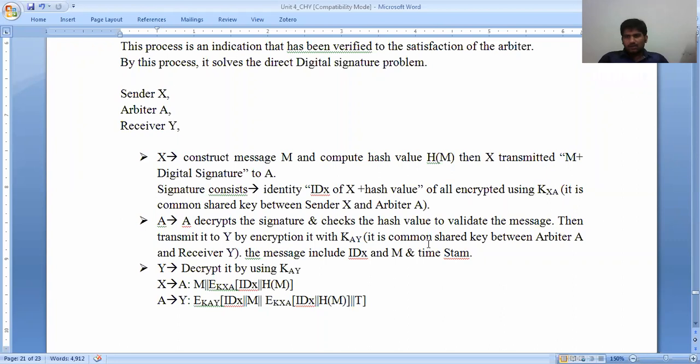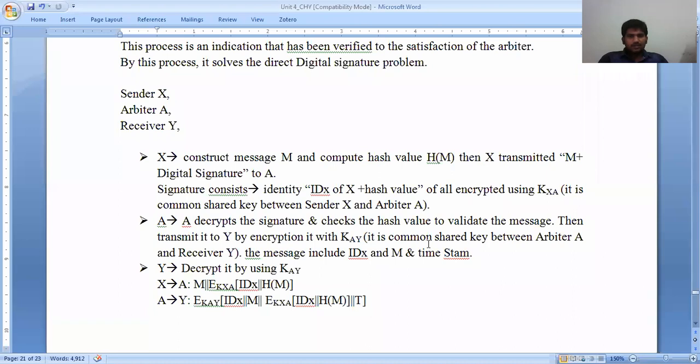So that H of M is now a hash code. Here we can call it the digital signature. So there is M plus the digital signature to A. Now the third party in between is the arbitrator A. X is sending to arbitrator A the signature content: the identifier ID of X plus the hash value, all encrypted using KXA.